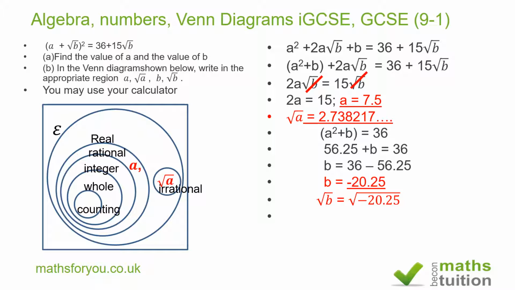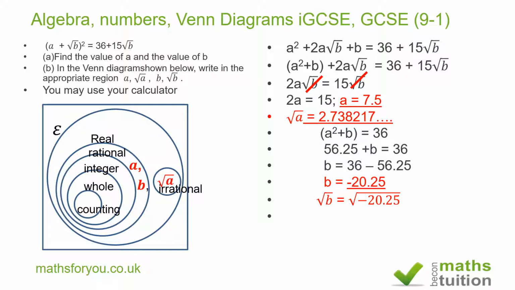Now, what about b? Similarly, we know that b is minus 20.25. It's not a counting number, it's not a whole number, it's not an integer, but we can write minus 20.25 as minus 20 and a quarter, which is minus 81 over 4. So b is also a rational number. So b goes into the rational number region there.